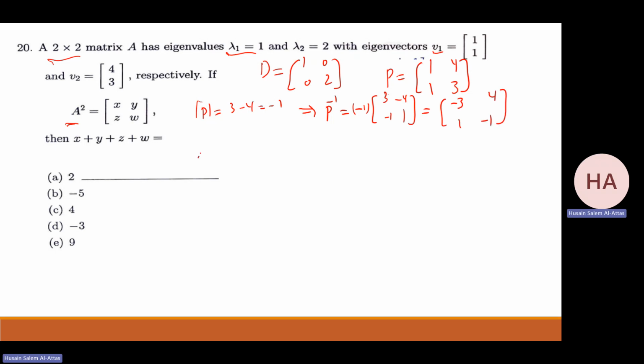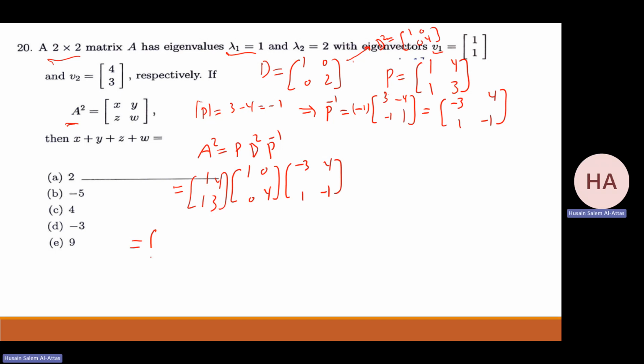A squared is what? P D squared B inverse. And what is D squared? Easily, 1, 0, 0, 4. Just square the diagonal. So it's a diagonal matrix. So that will be 1, 1, 4, 3 times 1, 0, 0, 4 times minus 3, 4, 1, minus 1.